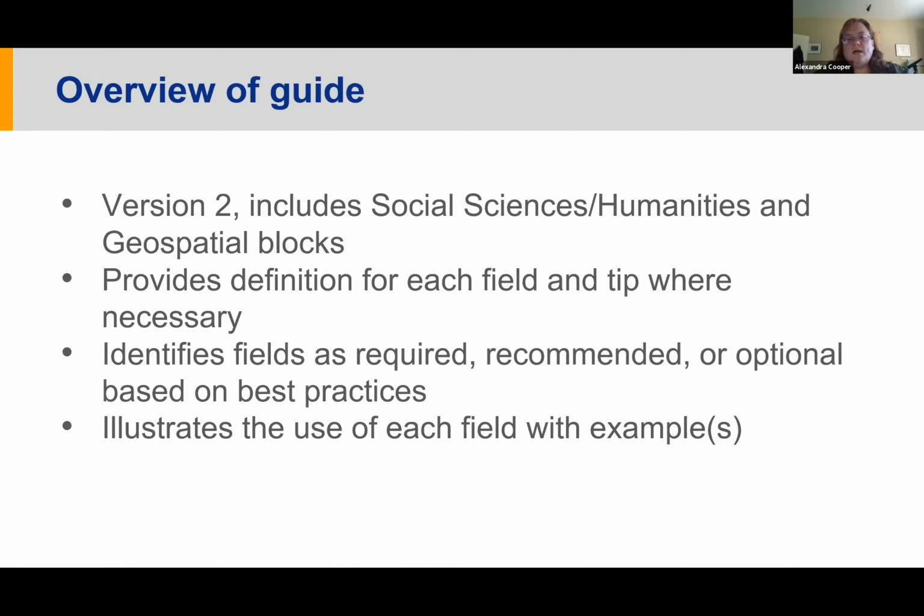So in version 2 of the guide, which we just released recently, we added guidance for the social science and humanities block and the geospatial block. For each field, a definition is included, and where necessary, a tip with further information. Examples illustrating the use of each of the fields are also included. Fields were identified as required, recommended, or optional based on best practices. We also included a strongly recommended category for fields that we thought should be required but are not required by the basic installation of Dataverse out of the box.